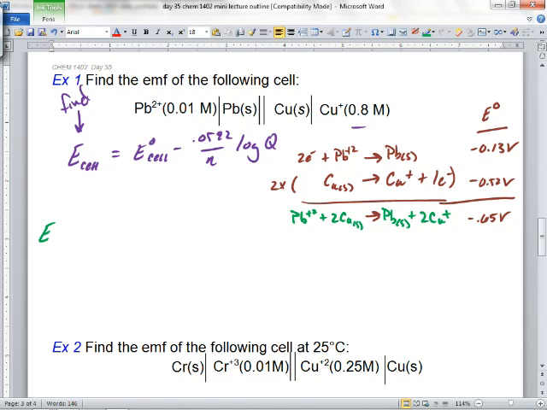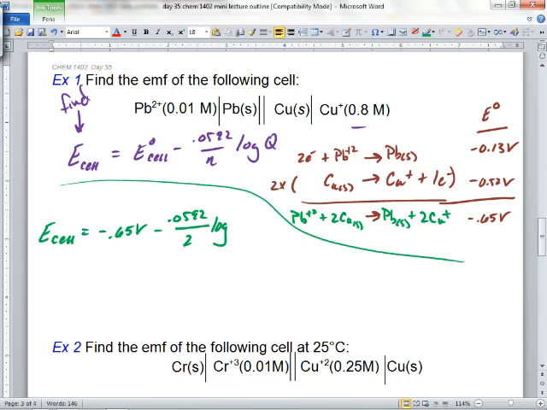So our E cell is what we're after. You add up those half cells, we get negative 0.65 minus 0.0592 all over n. Everybody, n is going to be 2, because that's the number of electrons that cancel. Log. Now let's not put in numbers yet. Let's just write the expression to make sure everyone's on track here.